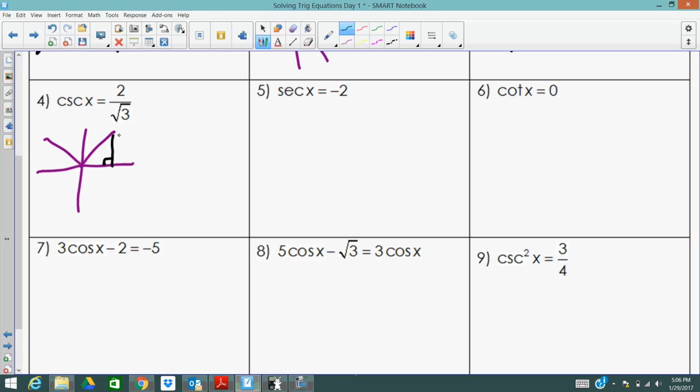So we have cosecant is hypotenuse over opposite. So we have the opposite is square root of 3, hypotenuse is 2, adjacent is 1, which means theta, in this case, it's still the 30, 60, 90 right triangle, but in this case, our theta is opposite the square root of 3, so it's going to be 60 degrees, or pi over 3. So in quadrant 1, it's pi over 3. In quadrant 2, it's going to be pi minus pi over 3, or 2 pi over 3.